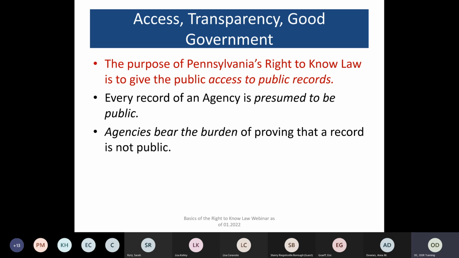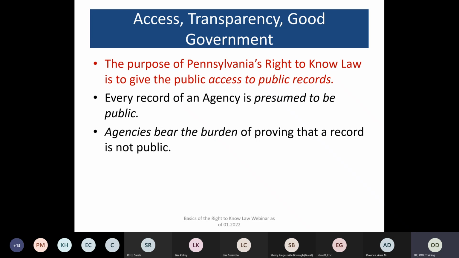And I say that not only from the public's perspective, but it's surprising how many agency people I talk to that just haven't taken the time to look at the law and understand what it entails. So here's a fundamental statement that I like to begin the presentation with. The purpose of Pennsylvania's right to know law is to give the public access to public records.